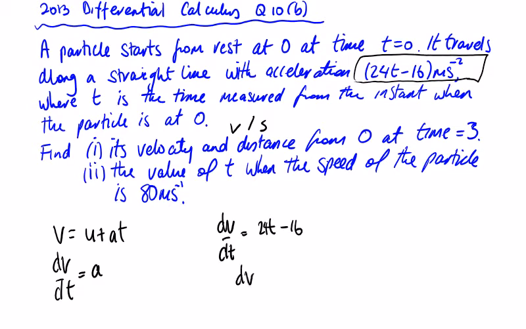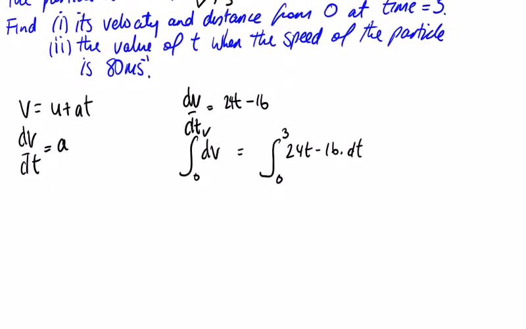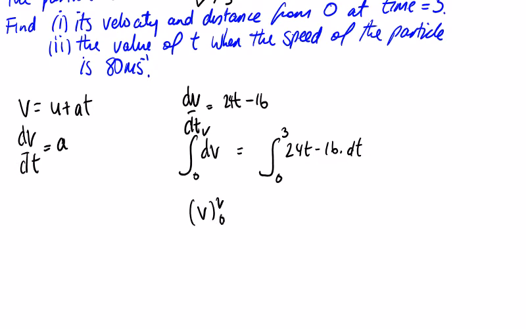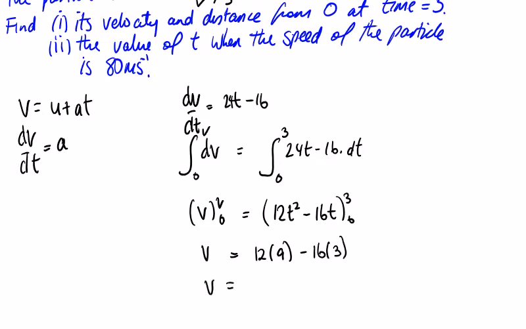So we want v. If we integrate dv, we're going to get v, which means we integrate 24t minus 16 dt. And between what times? We want the velocity, so between v and 0 and between t equals 3, and it starts from rest. So v between v and 0 is equal to 24t squared over 2, 12t squared, minus 16t. We don't need the zeros here, so v is equal to 12 by 9 minus 16 by 3, so that's 108 minus 48. So the velocity at t equals 3 is 60 meters per second.